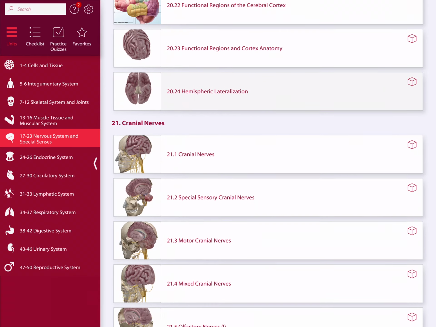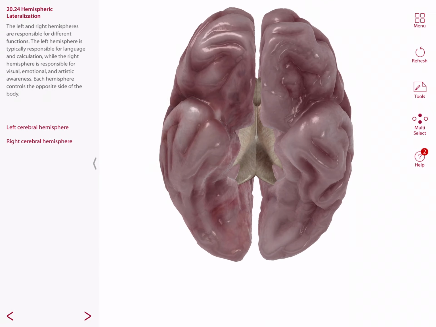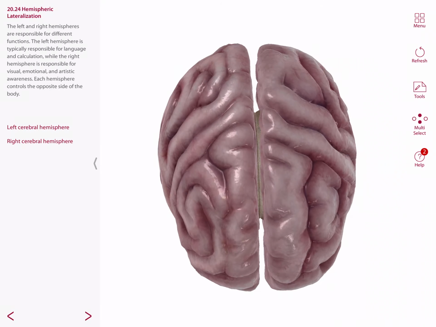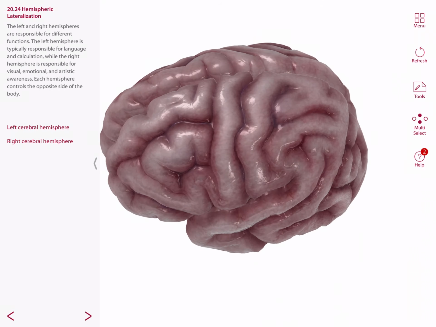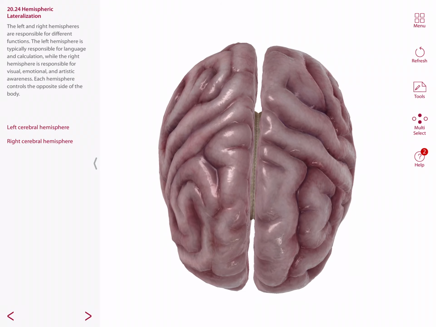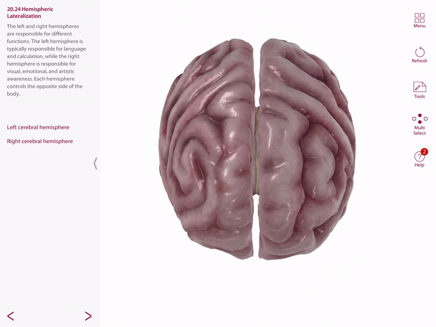All right, so I'm trying to remember what this picture is. There's the left and right cerebral hemispheres. So basically what they're showing you is that you have a left brain and a right brain. The left brain is, just the things you've probably heard even as a layperson, responsible for language and calculation, while the right hemisphere is responsible for visual, emotional, and artistic awareness. And then each hemisphere controls the opposite side of the body. So the right side will control the left, and the left will control the right.